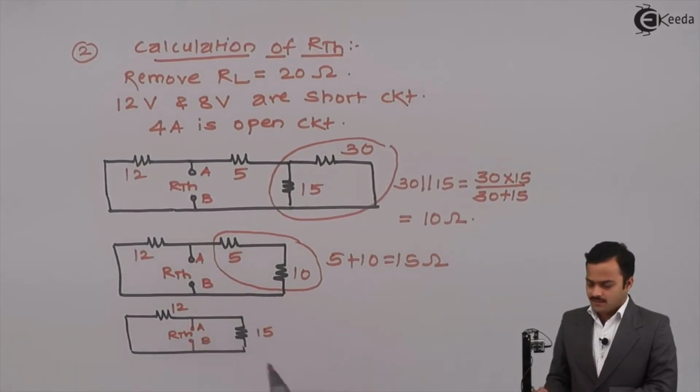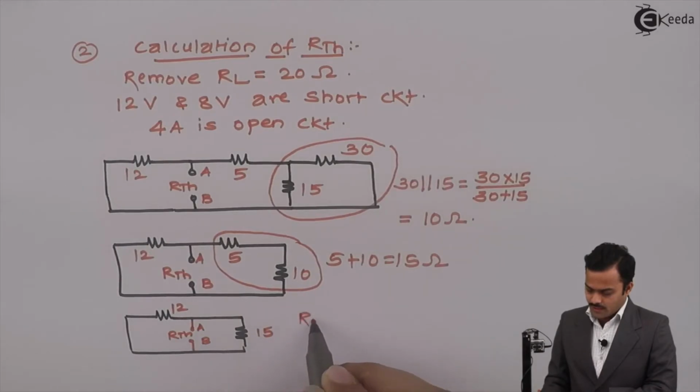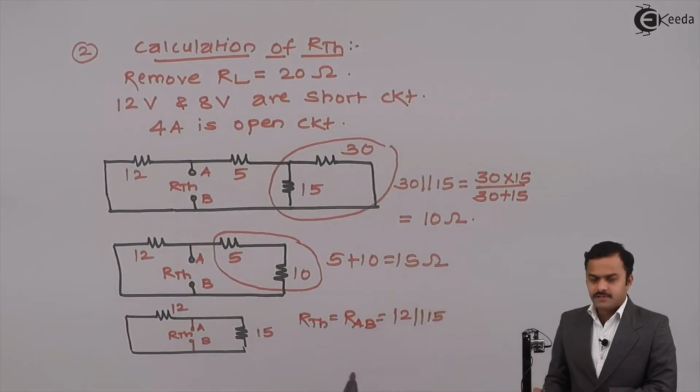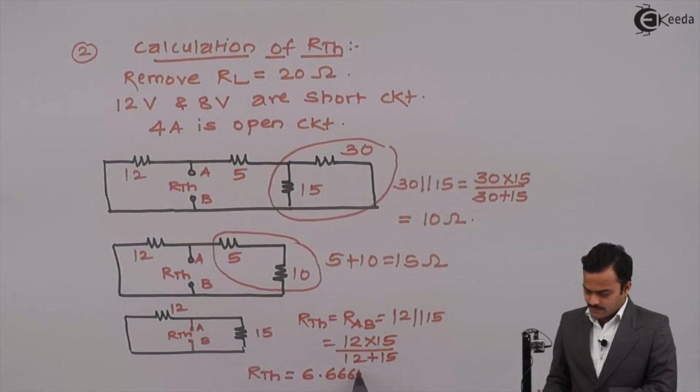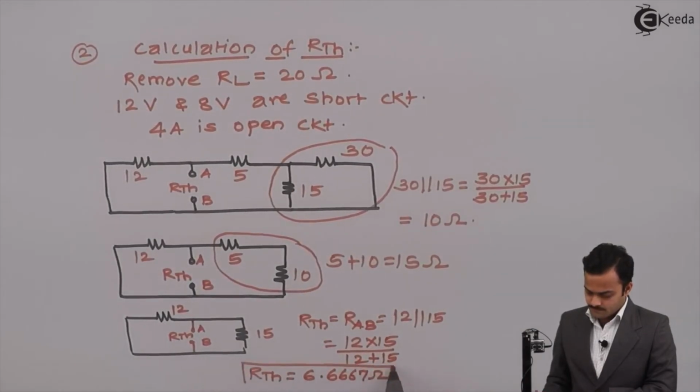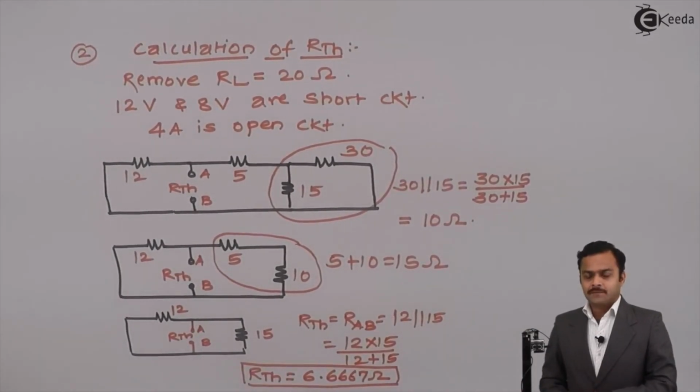So if you see properly, this 15 and 12 are in parallel. So RTH, which is nothing but RAB, will be 12 parallel 15, which is nothing but 12 multiplied by 15 divided by 12 plus 15. So the answer of RTH, you will get 6.6667 ohm. So the second step is over.